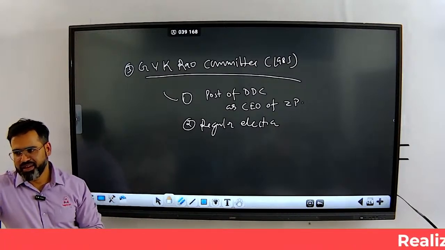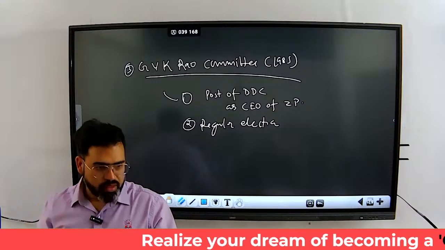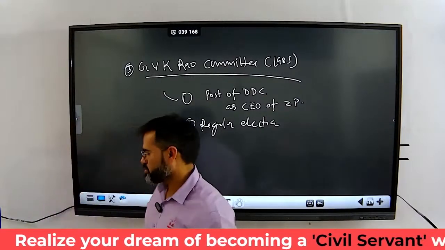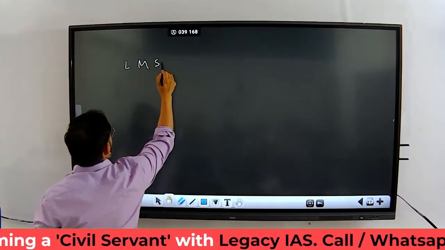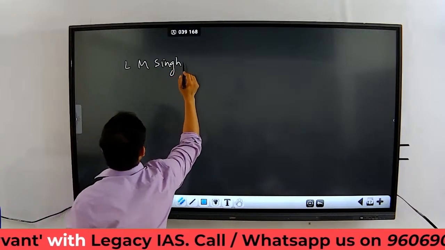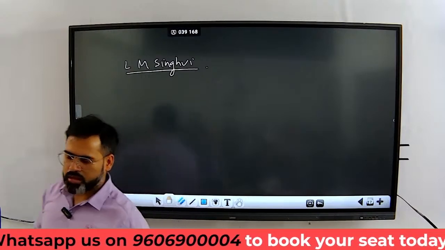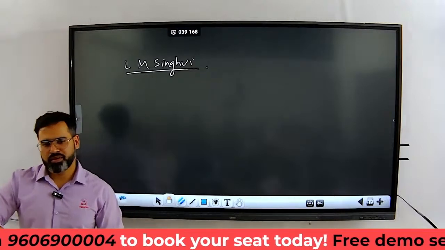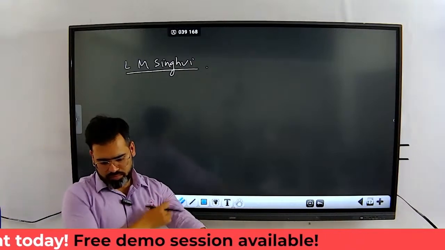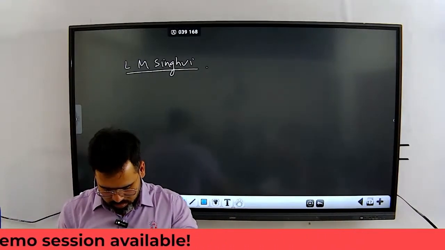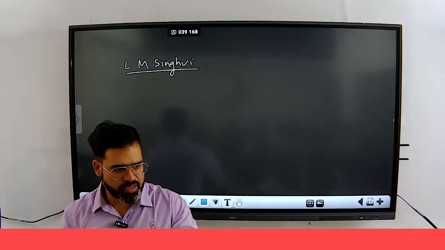ठीक है. So next is LM Singhvi committee. Rajiv Gandhi has appointed this committee. The term Lokpal was coined by this man only, LM Singhvi. So this committee was set up basically in 1986.